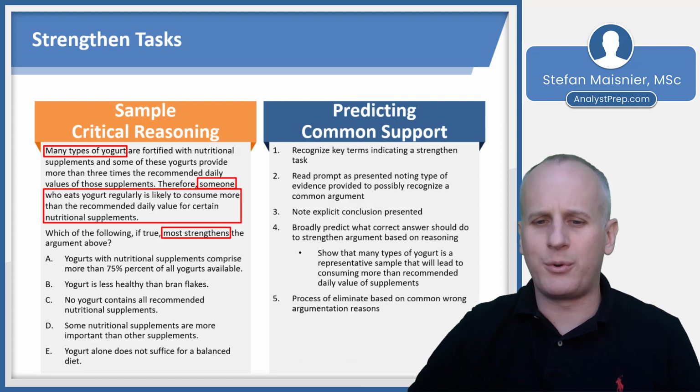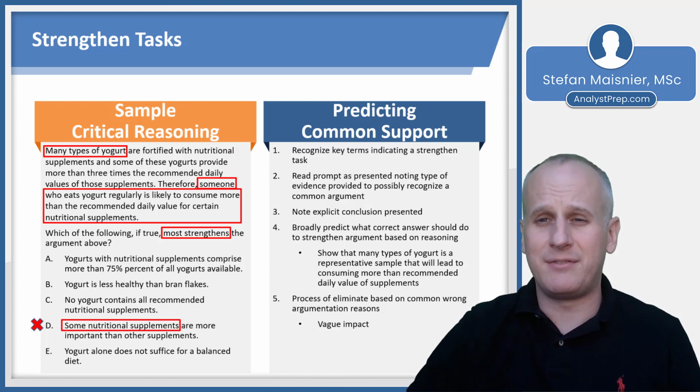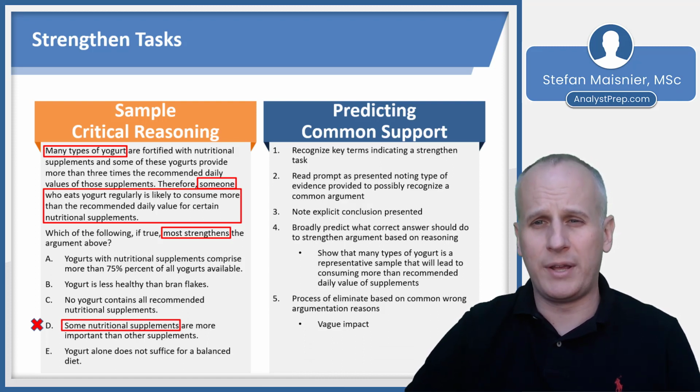And we then have to work through the process of elimination based on common wrong argumentation reasons, starting with vague impact. So, vague impact, if you can focus on it, becomes a wonderful way to eliminate for critical reasoning questions on the executive assessment. Because some nutritional supplements, well, we don't even know if those are the nutritional supplements in yogurts, so we can eliminate that immediately.